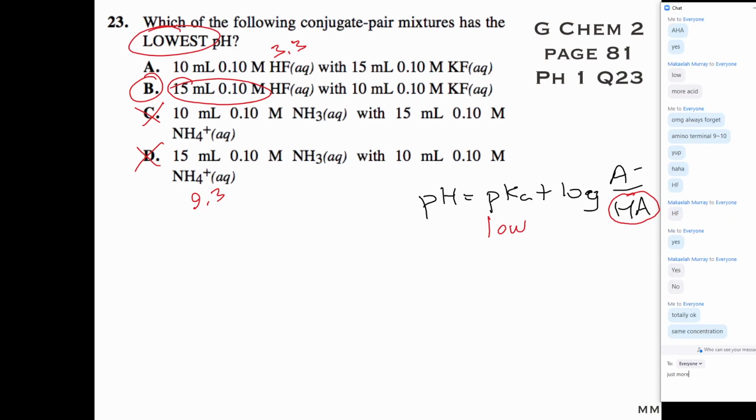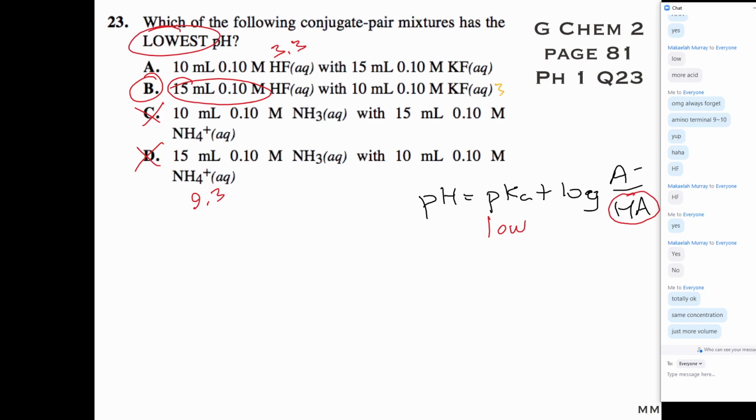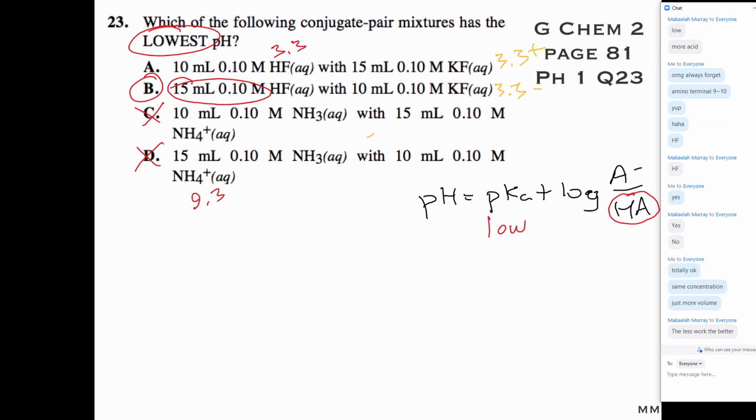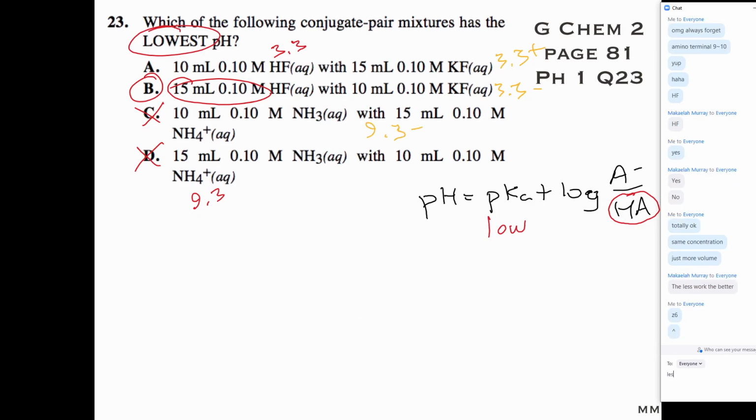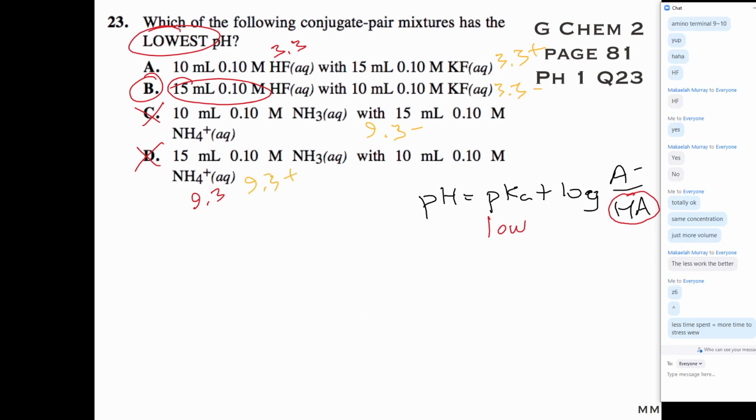Okay, perfect. I'm going to put the numbers in real quickly: 3.3 minus a little bit, 3.3 plus a little bit, 9.3 minus a little bit, because it has more of the acid, and 9.3 plus a little bit, because it has more of the base. Yep, and that's exactly it.